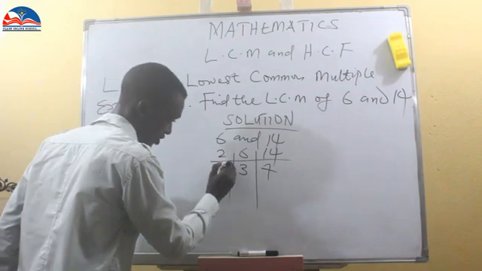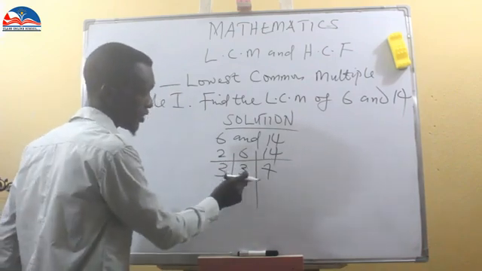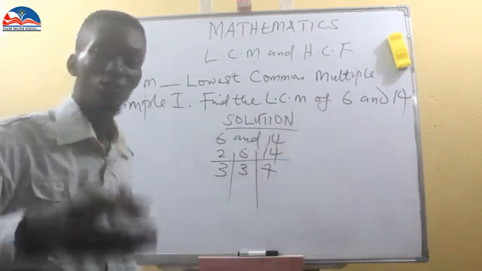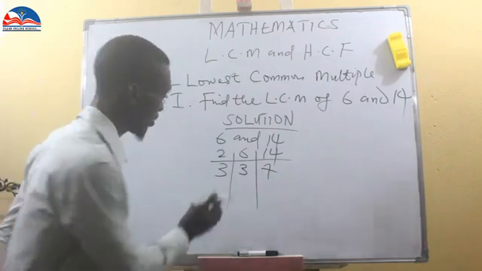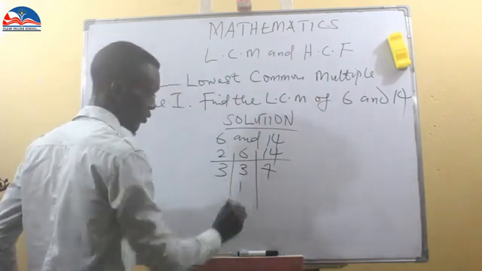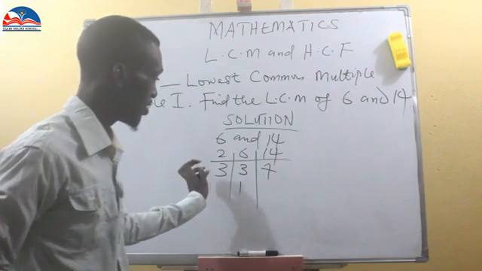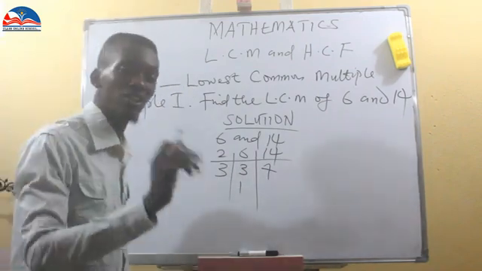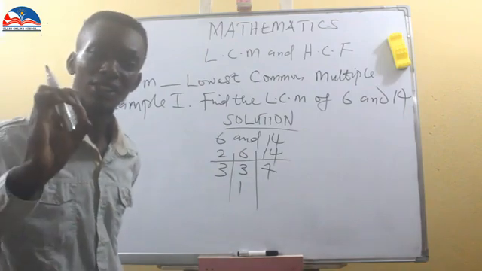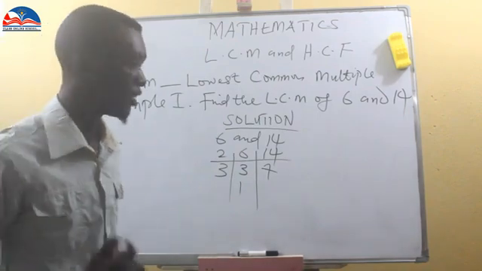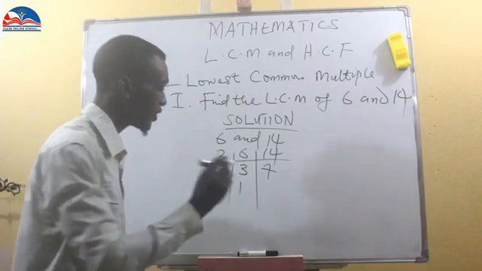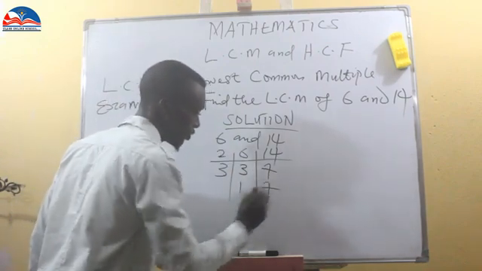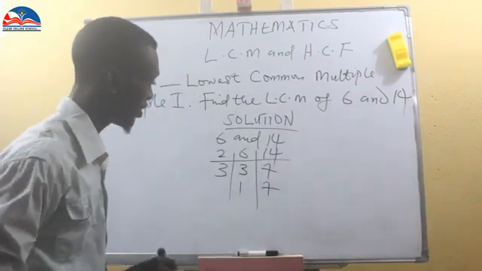Now 3 divided by 3 will give us 1. 7 divided by 3 cannot divide, there will be a remainder. So what you do is you bring down that same number because it cannot divide.